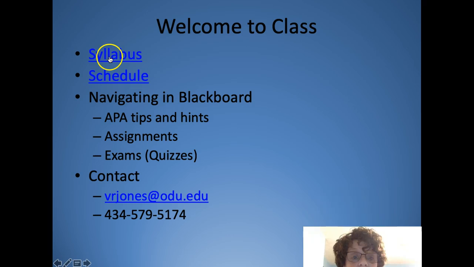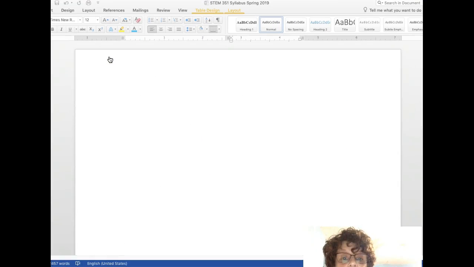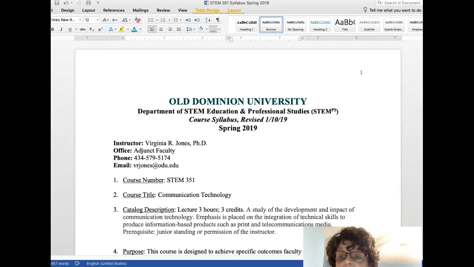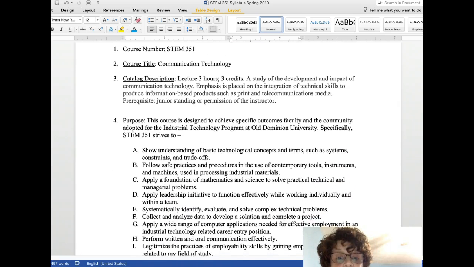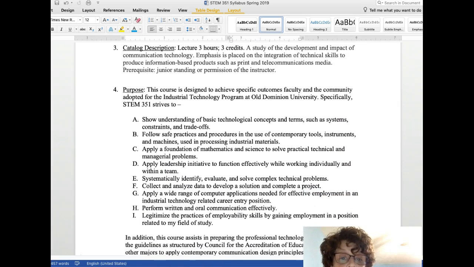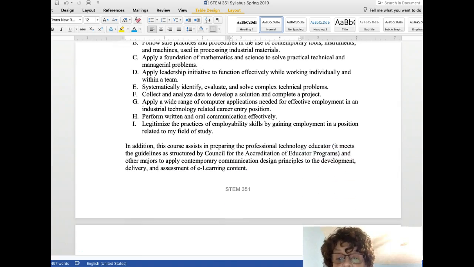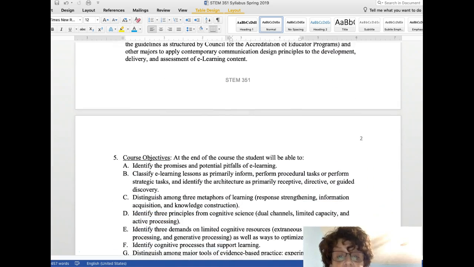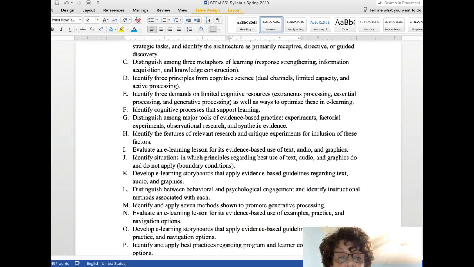First of all, we want to talk about the syllabus. The syllabus and the schedule are posted in Blackboard. You'll see the syllabus. This is the syllabus for this year. You see all the information. This tells you what the purpose of this course is and the things that you should know when you finish this course. The objectives of this course are pretty intense, as you can see.